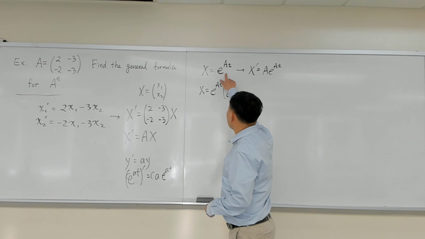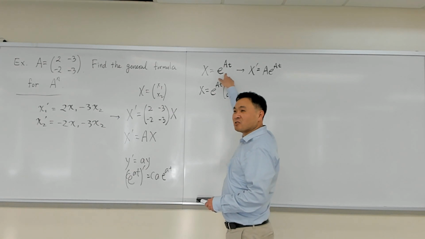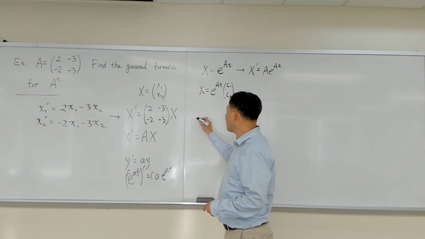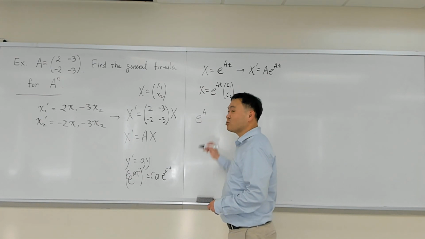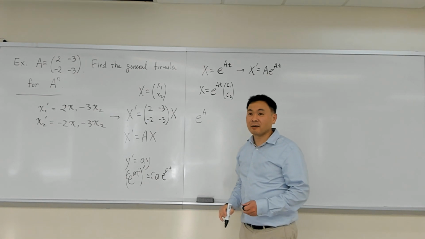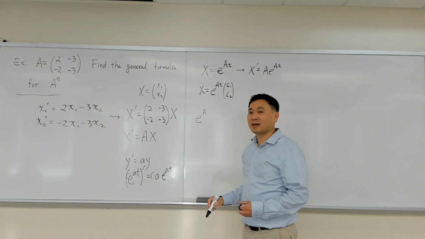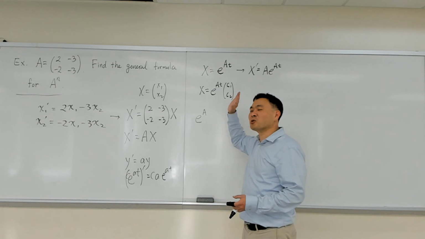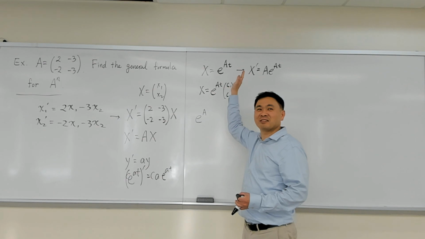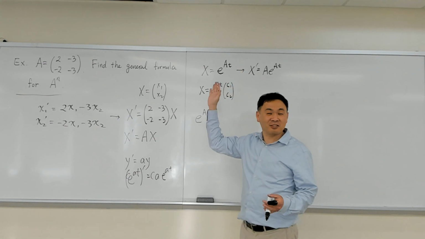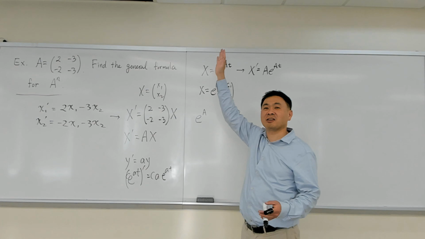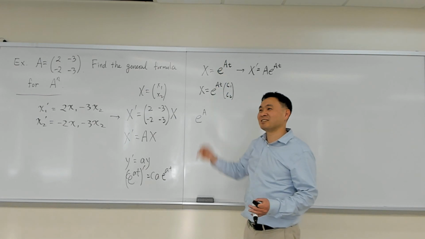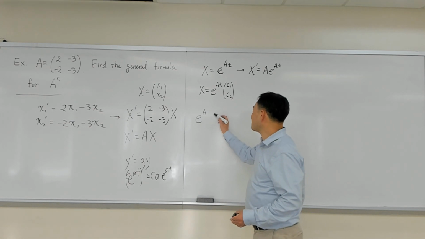But then this is kind of weird. How are you supposed to exponentiate a matrix? Does anyone know how to do e to the A? How do you do this? Raise your hand if you have no idea. I've never seen this. Okay, who's seen this? Taking the exponential of a matrix. You guys are no fun. You have to say yes or no.